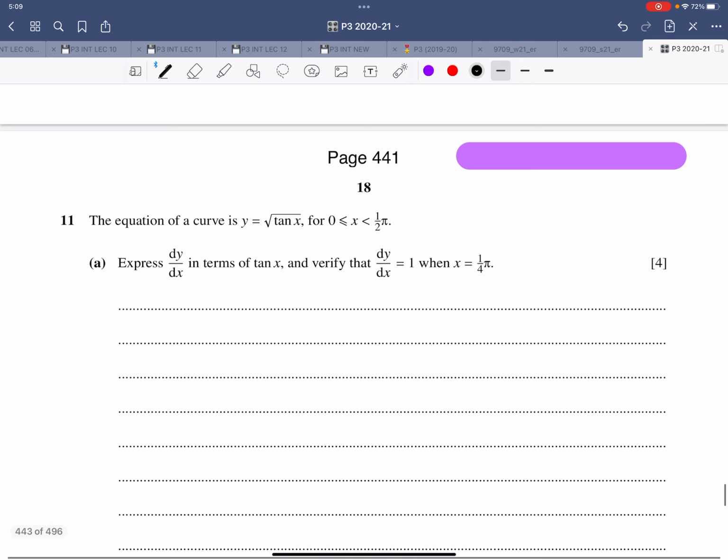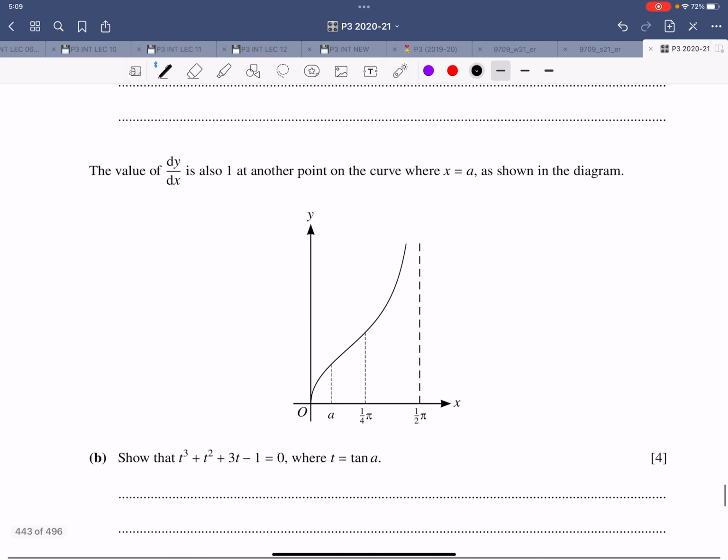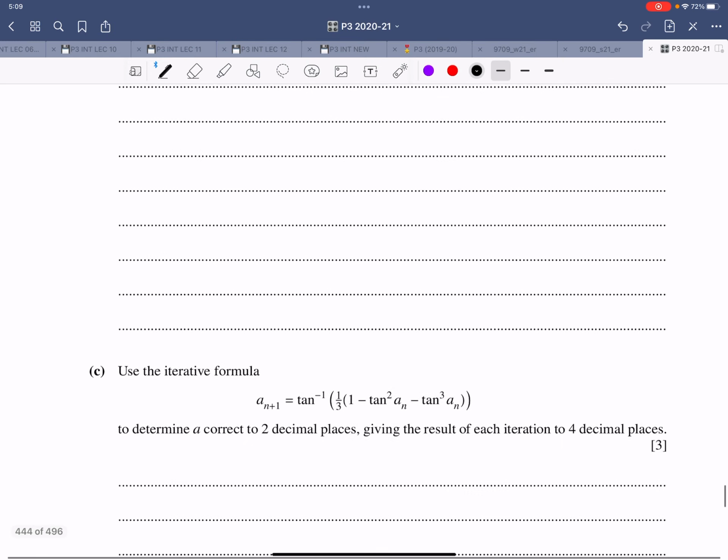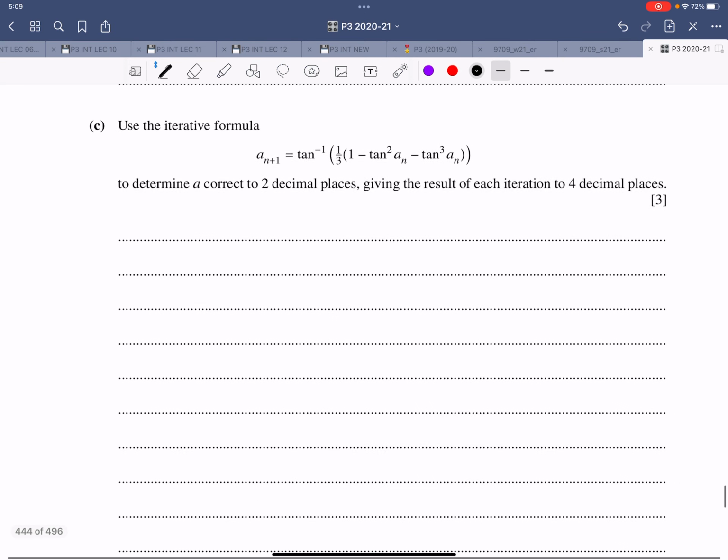Let's look at question number 11. That looks like the last question. What is question number 11 all about? It says the equation of a curve is such and such, find dy by dx. So this is differentiation, and dy by dx is there, and integration. So it's a combination of all three.